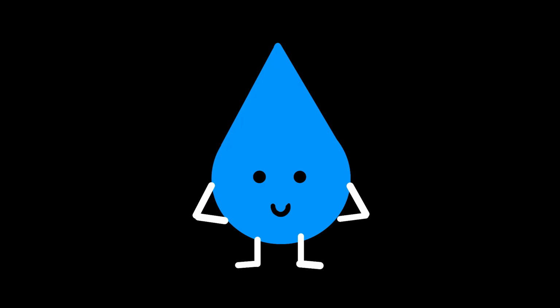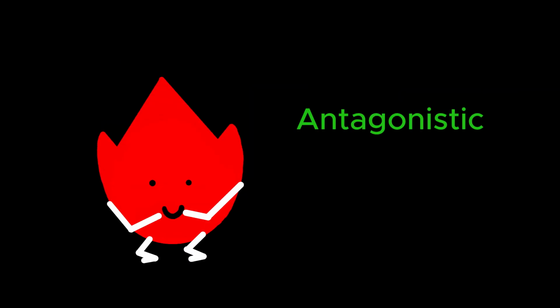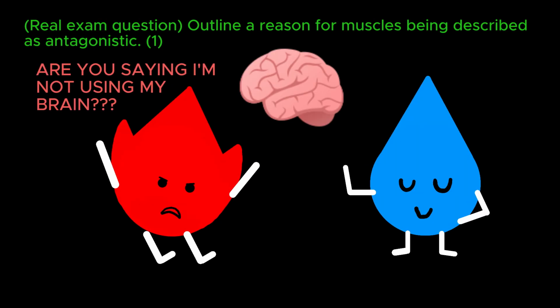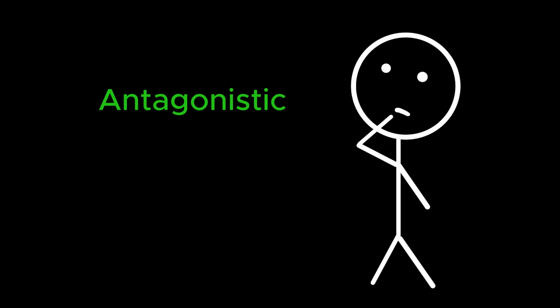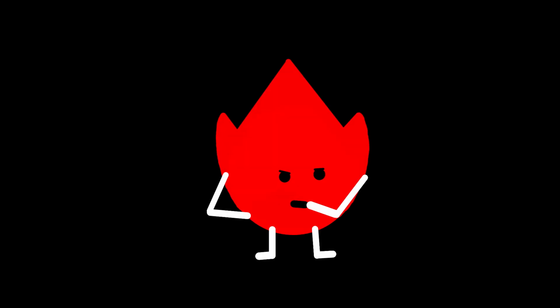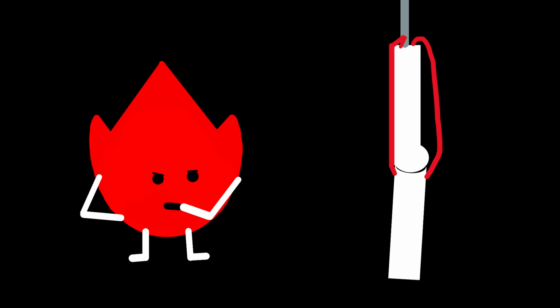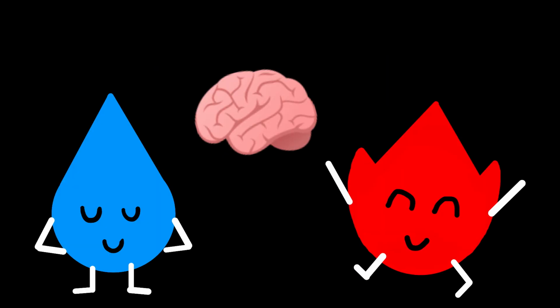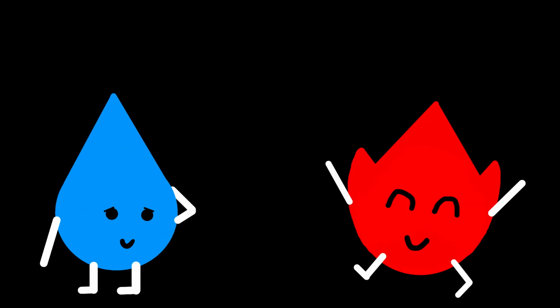You just demonstrated that muscles are antagonistic. What does that mean? Use your brain. What does the word sound like? Antagonistic, anti, maybe opposite? Oh, so it means they pull in opposite directions? Exactly. Praise me for using my brain. Well done for using your brain.